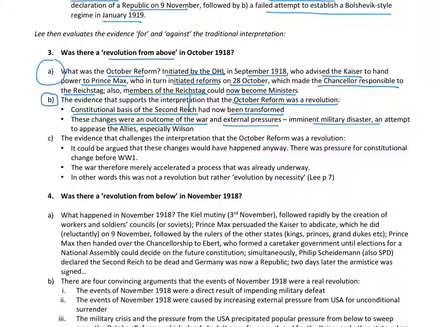The counter-argument, though, of course, is that the October Reform was not a revolution. It could be argued that these changes would have happened anyway. There was pressure for constitutional change before World War I, and the war, therefore, merely accelerated a process that was already underway. In other words, rather than it be called a revolution, Lee's very useful phrase, he says it was evolution by necessity, so that's a counter-argument.